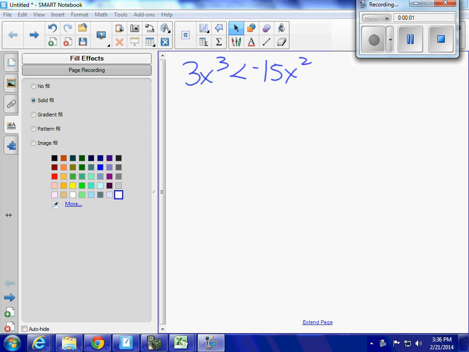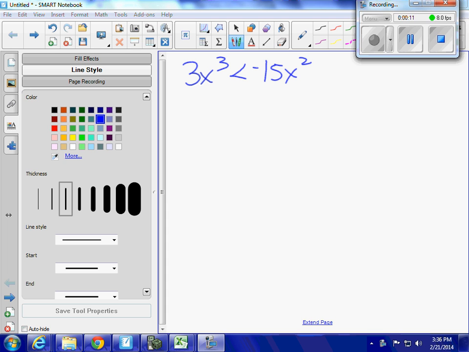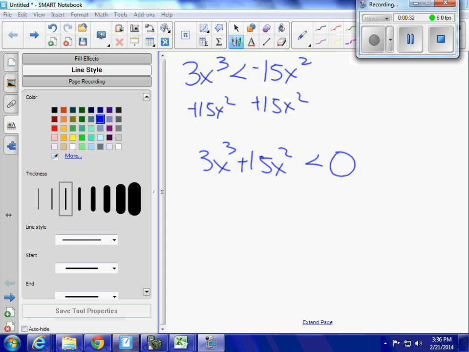I'm going to solve this polynomial inequality, which is section 4.4, problem number 24. The first thing I need to do when I'm solving a polynomial inequality is get all the terms on one side of the inequality sign. So I'm going to add 15x squared to both sides, and I'm going to have 3x cubed plus 15x squared is less than 0. You must get everything to one side and set the other side of the inequality equal to 0.